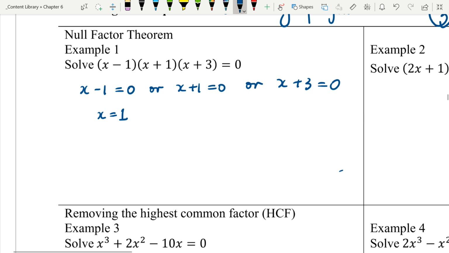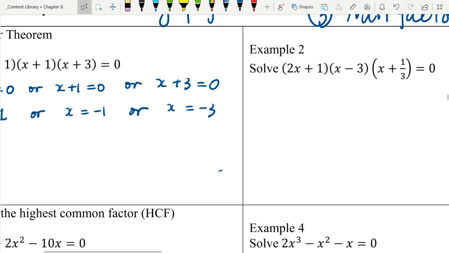So x equals to 1 here, x equals to -1 here, and x equals to -3 here. They are all "or" relationships. It's either this, or that. Okay, so x equals to 1, x equals to -1, or x equals to -3. This one's easy because it's in factorized form. You don't need to worry about that.